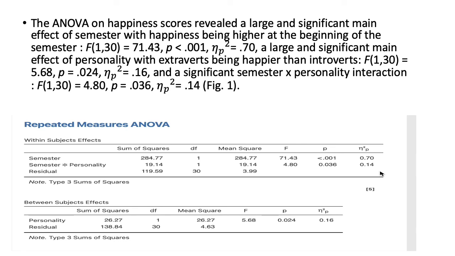A large and significant main effect of personality, with extroverts being happier than introverts. And again, you go down to that between subjects effect component of personality; that's your main effect of personality. Your degrees of freedom are 1 for personality and 30 for error. So F with 1 and 30 equals 5.68, your p equals 0.024. Your partial eta squared equals 0.16, and that's where all that data came from. And then finally, a significant semester by personality interaction that's presented here with F with, again, 1 and 30 degrees of freedom, an F of 4.80, your p-value of 0.036, partial eta squared of 14%.